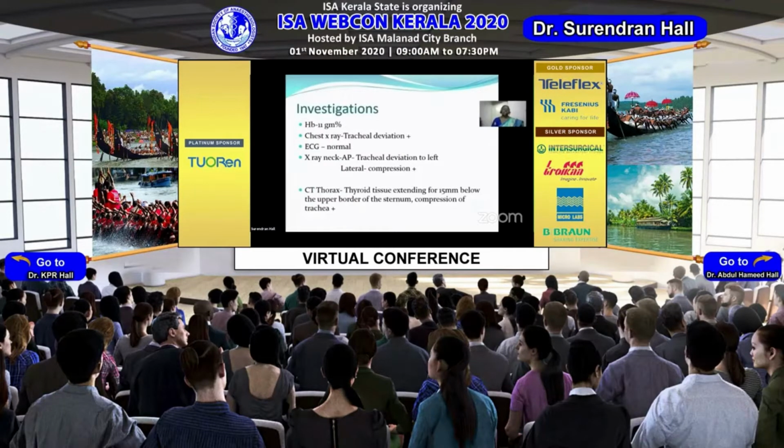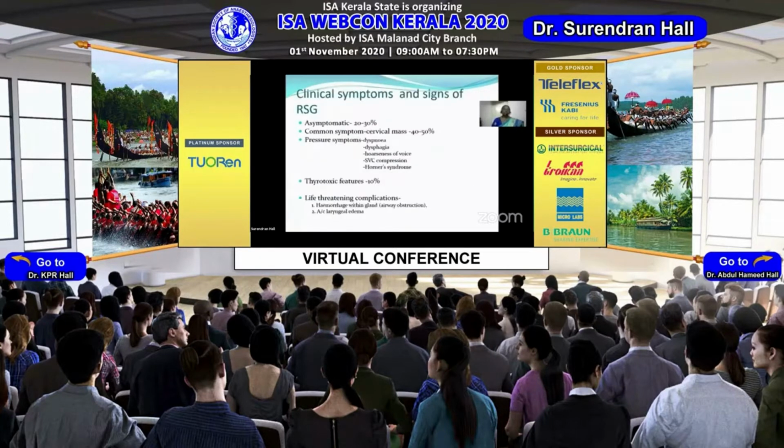Her investigation showed a hemoglobin of 11 gram%. X-ray chest showed evidence of tracheal deviation. ECG appeared normal. X-ray neck AP view showed a tracheal deviation to the left, and lateral view showed evidence of tracheal compression. CT thorax showed thyroid tissue extending for about 15 millimeters below the upper border of the sternum. There was evidence of tracheal compression. This patient, who is diagnosed to have a retrosternal goiter, is now posted for an elective thyroidectomy.